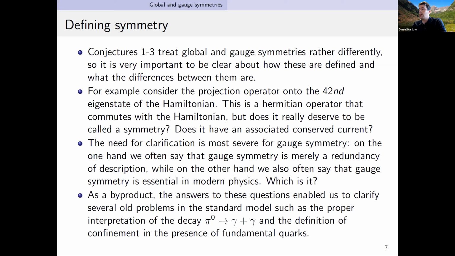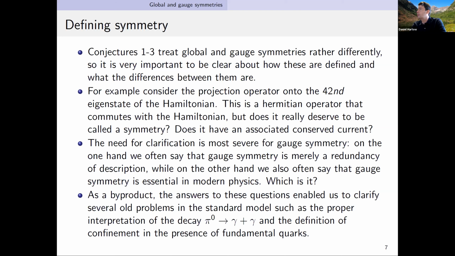So I don't have time to talk about it in this talk, but just understanding these basic questions about what gauge and global symmetries actually are has implications that go beyond just this question of what kind of symmetries are possible in quantum gravity. It even helps us understand several old problems in the standard model, such as how you're really supposed to interpret the decay of the neutral pion into 2 photons, or how you're supposed to define confinement in the presence of dynamical quarks.